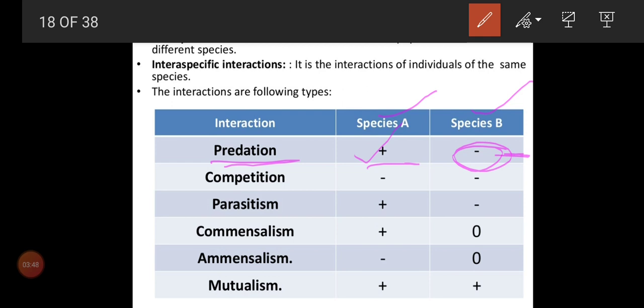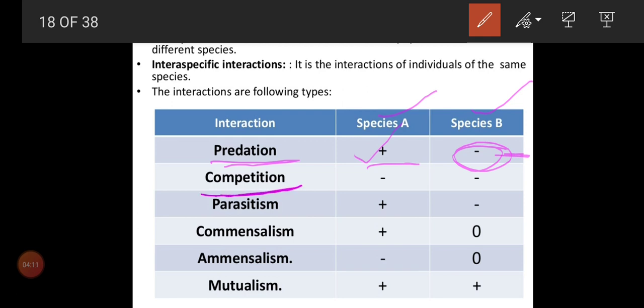So predation means an interspecific interaction, where one species gets a benefit, and the other species either loses its life or does not get any benefit. That is the concept behind predation. We'll see it in detail, but you want to remember the common population interaction.